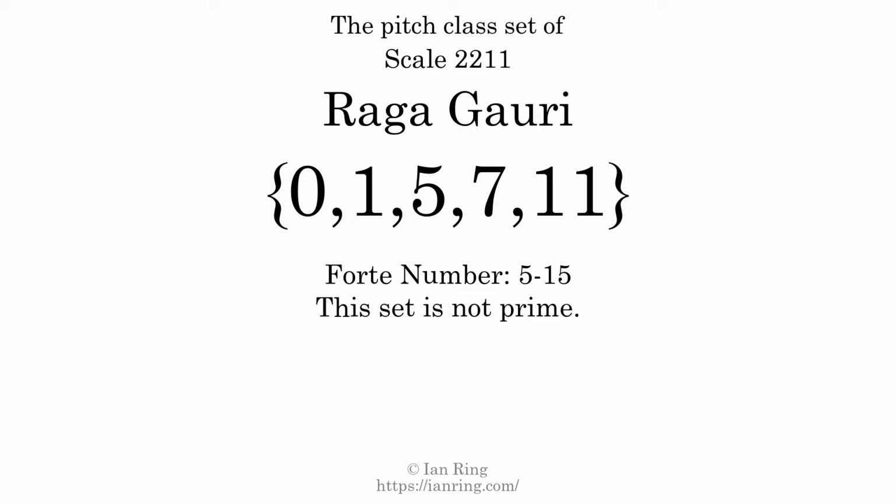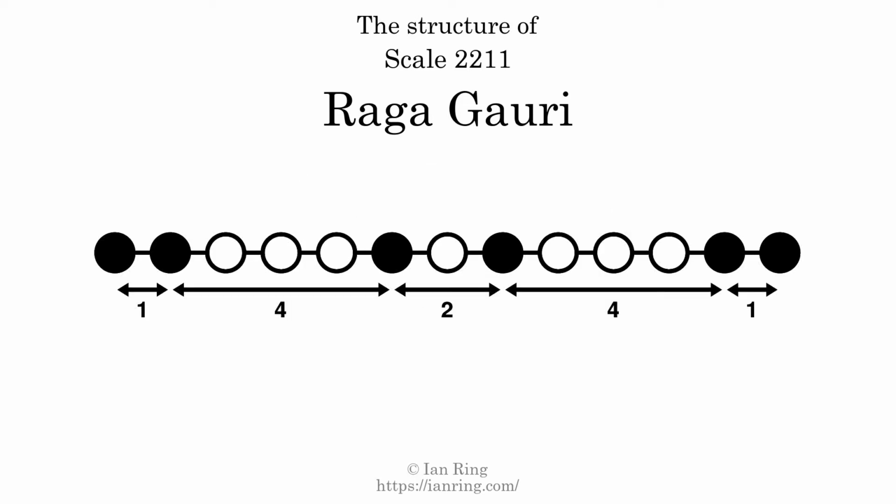The fault class is 5, 15. This set is not prime. The structure of a scale is a description of the interval distance between each successive tone. This scale has a structure of 1, 4, 2, 4, 1.